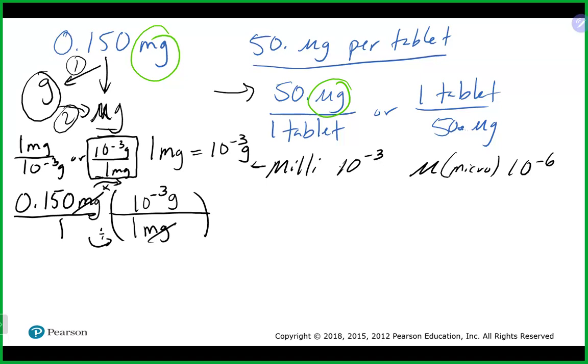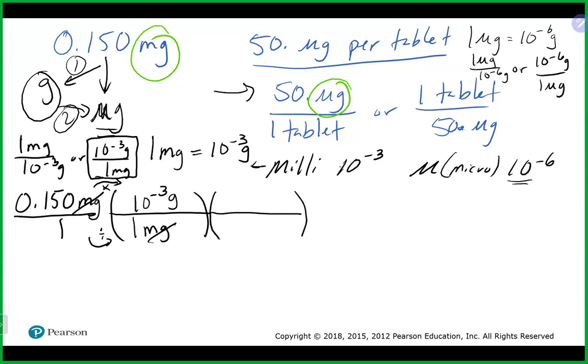I do need to go one more. I need to take it now from grams to micrograms using our micro conversion. That means in 1 microgram, there is 10 to the minus 6 grams. That gives us, again, our two conversion factors we could use: 1 microgram over 10 to the minus 6 grams, or 10 to the minus 6 grams over 1 microgram. Still setting it up with my dimensional analysis, grams are on top at this point.